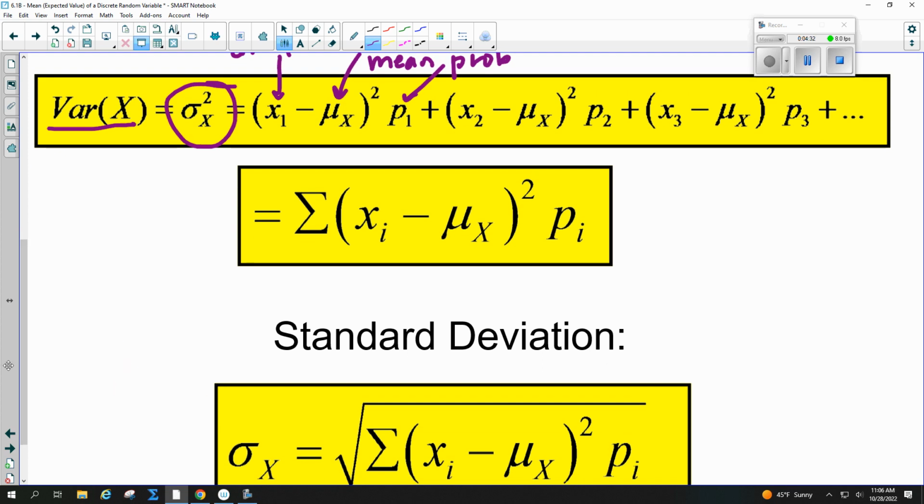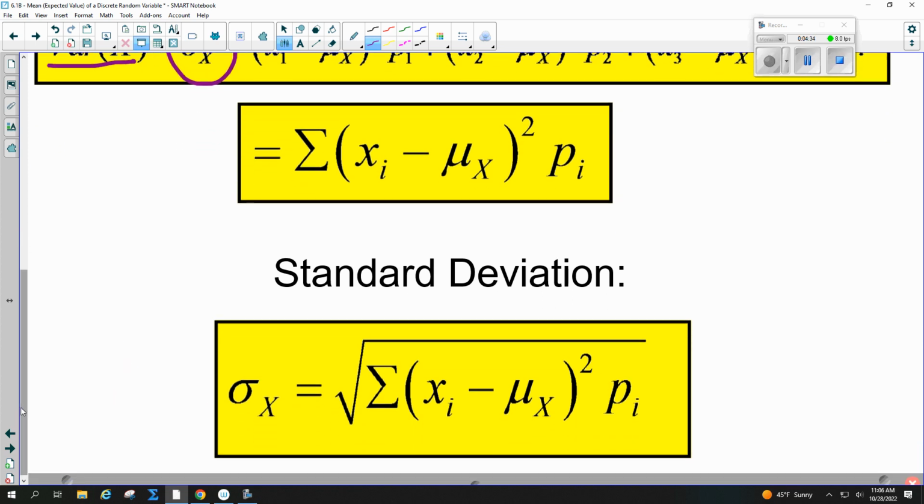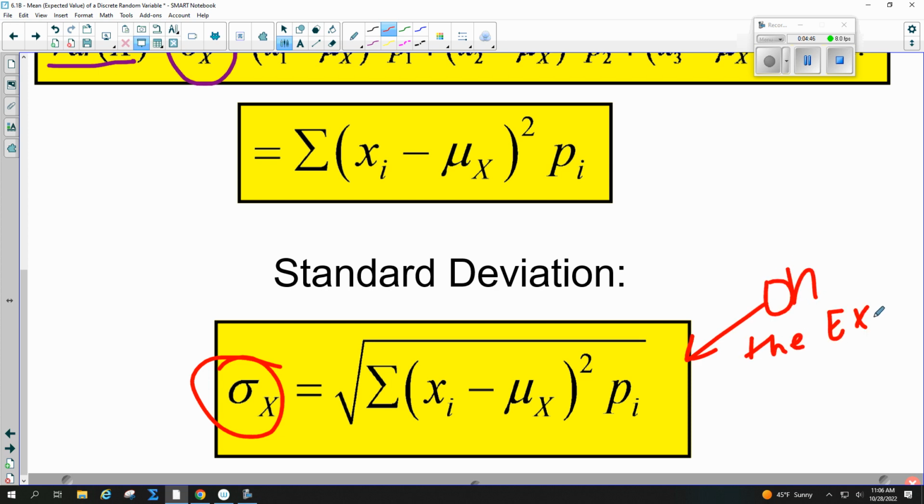The standard deviation is the same thing, but with the square root. So notice it's sigma x. This is the formula that is on the AP exam, this one here. It is just telling you the square root of every single data point minus the mean squared times their probabilities. So it's the exact same formula, but with a big square root over the whole thing.